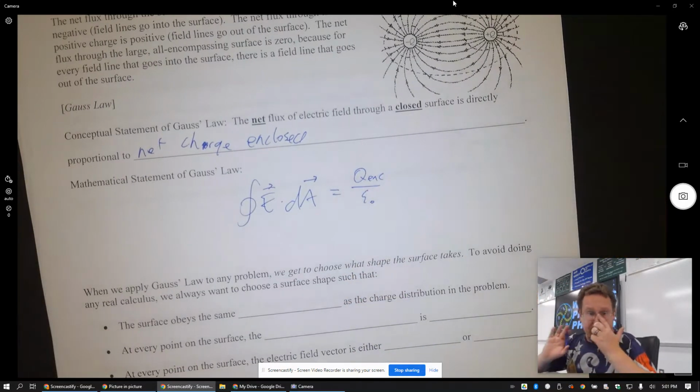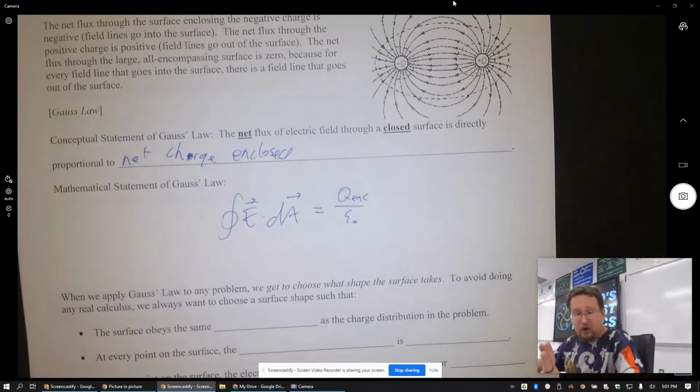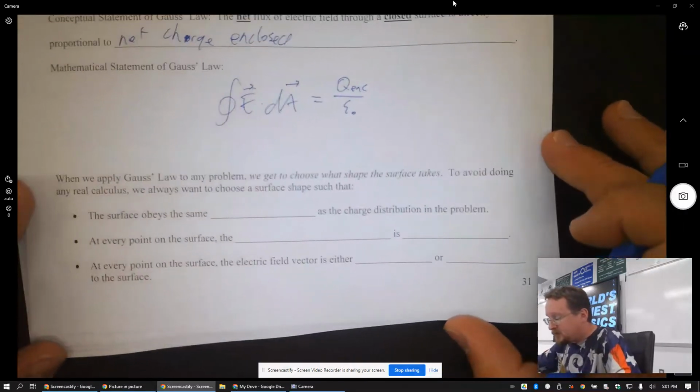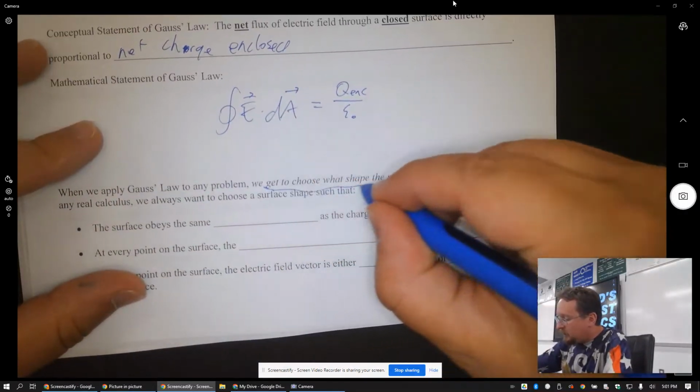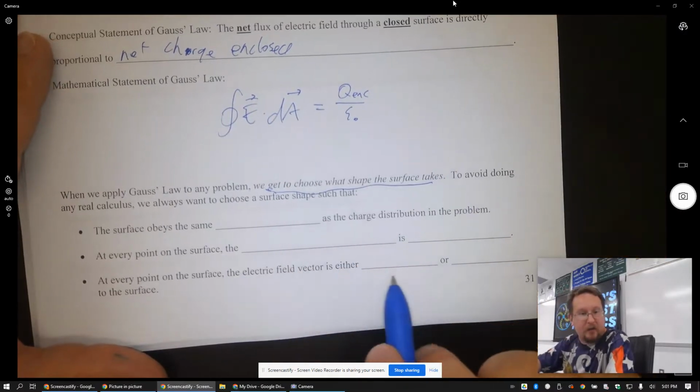So again, I'm doing this quick because I assume you know all this stuff. I'm just telling you what the precursors are here. That's all 30, 40 minutes of discussion. Think, pair, share. We're going to talk about choosing what surface you get to integrate over. The students have no idea what I'm saying here.